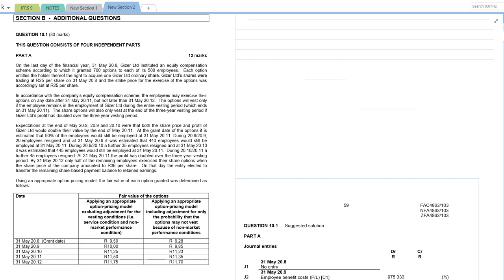Okay, so on the last day of the financial year, 31 May 2018, Giza Limited instituted an equity compensation scheme according to which it granted 700 options to each of its 500 employees. Full stop. Did you understand the whole sentence? That is the first thing.